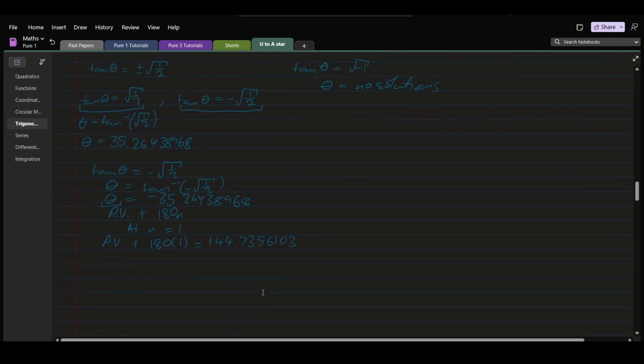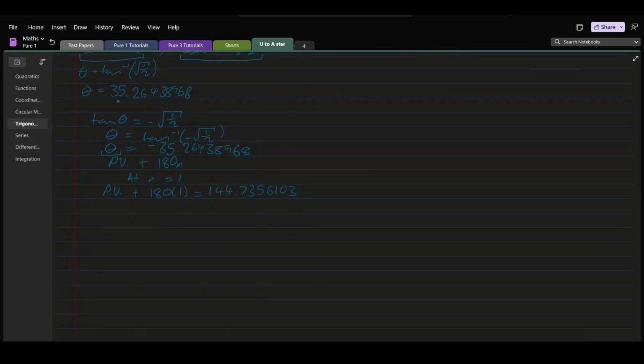We can now conclude that our solutions that are within the given interval are these two solutions. So we can say, therefore, theta is equal to 35.3 degrees and 144.7 degrees, and this would be our final answer.